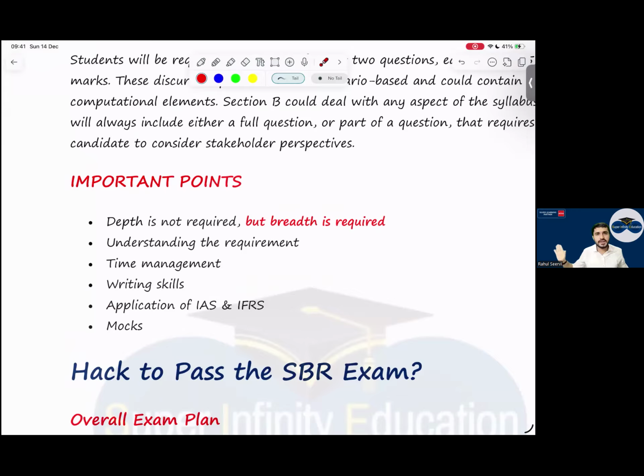Last batch also, last attempt I had uploaded a prediction video of what will come. That same thing came. And the examples which I had taken, the practical examples in revenue and leases, that same question was tested. Yes, the examiner says what? Depth is not required. When coming to any Ind AS and IFRS, you can go in detail. But what we will do, when we go in detail, there will be a limit where I'll stop. But what should you do? Yes, sir, we should learn in detail only.